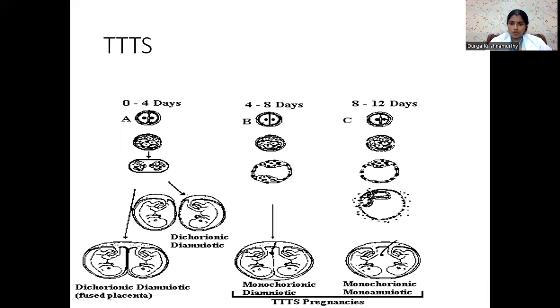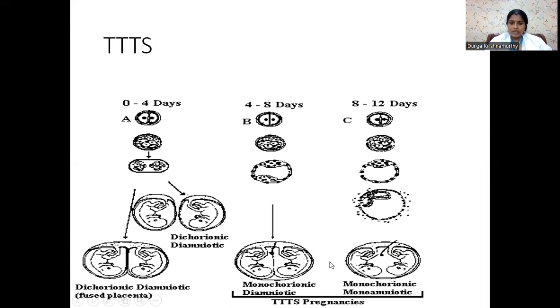Now monochorionic means there is a single placenta. You see here in the picture, the placenta is the same. In this picture, you see one dividing line, that is the amnion. Hence, we call it diamniotic. Whereas in this picture, there is no inter-dividing membrane or amnion. So this is called monoamniotic.